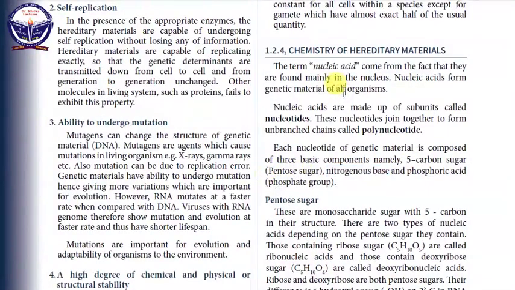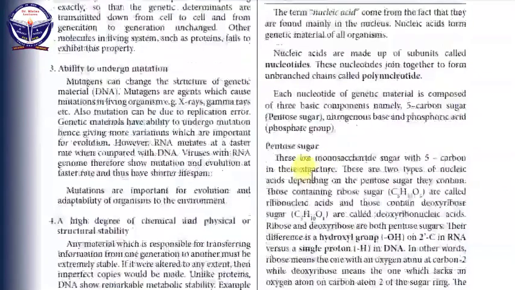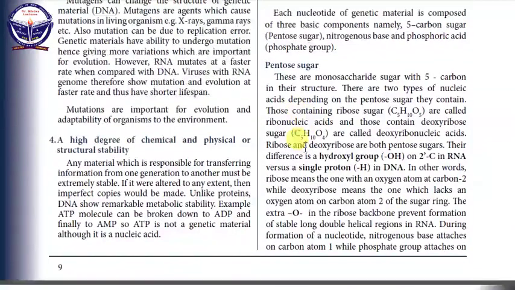So in terms of chemistry of hereditary material, which are nucleic acid, the DNA and RNA, they are made up of nucleotides, and a nucleotide is made up of 3 basic components: 5-carbon sugar, which is pentose sugar, nitrogenous base or organic base, and phosphoric acid or a phosphate group. Let's start discussing the pentose sugar.